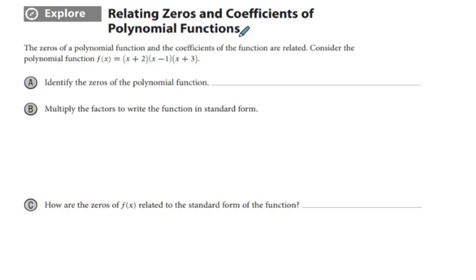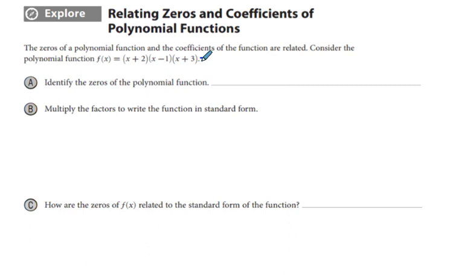Explore relating zeros and coefficients of polynomial functions. The zeros of a polynomial function and the coefficients of the function are related. Consider the polynomial function f of x equals quantity x plus 2 times quantity x minus 1 times quantity x plus 3. A, identify the zeros of the polynomial function. In order to identify the zeros, we're going to use something called the zero factor theorem.